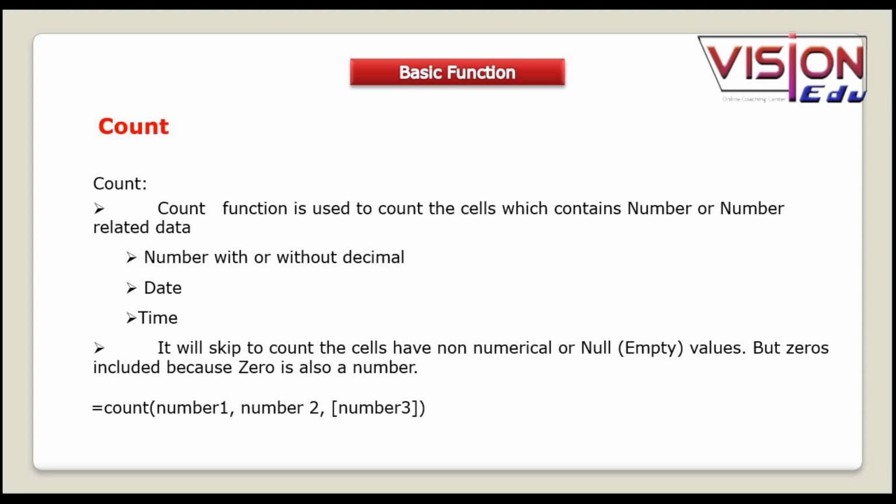And the COUNT function will skip cells that contain non-numerical data or empty data. So the COUNT function cannot count anything other than numerical data, meaning text or empty or null values, but zeros are included, meaning it counts the zeros because zero is a number, right? So it counts only numbers or number-related data and it skips text-related or non-numerical data.